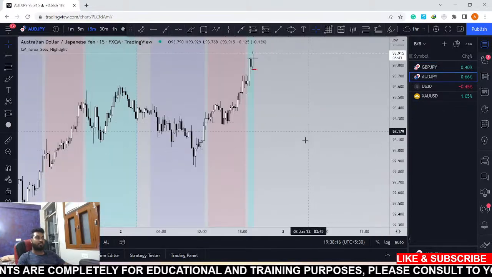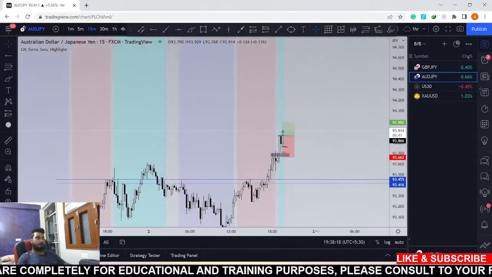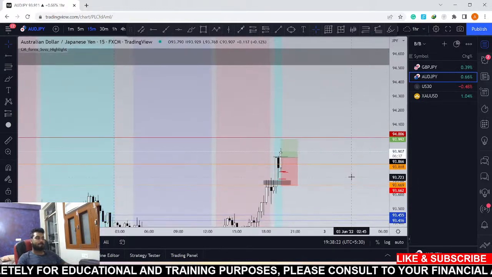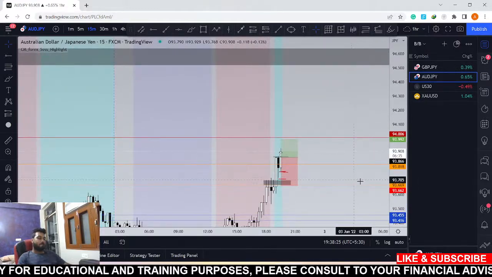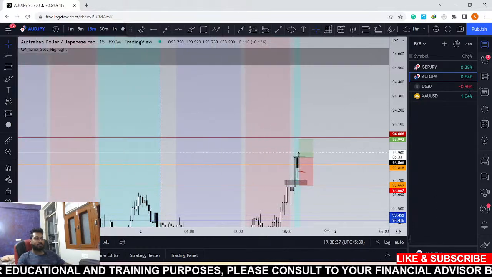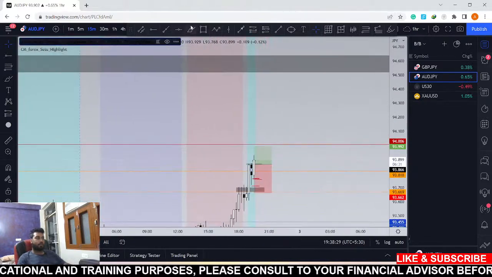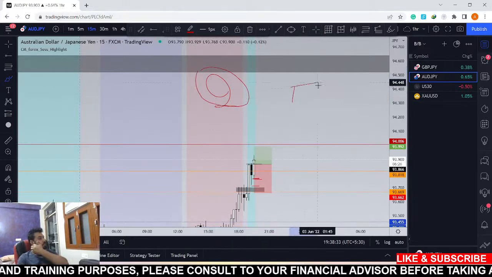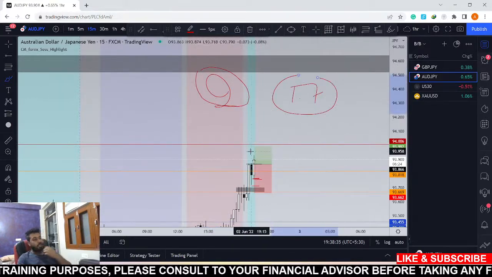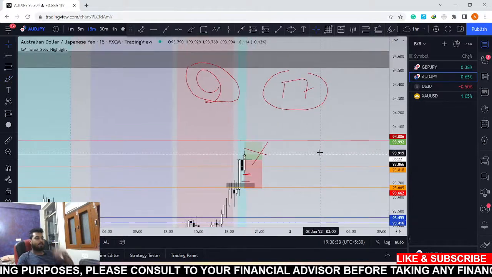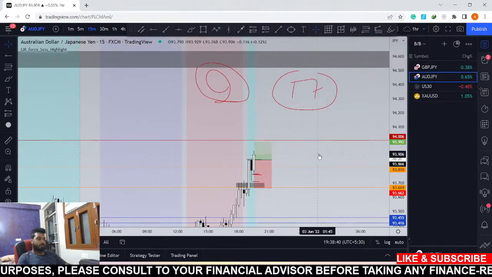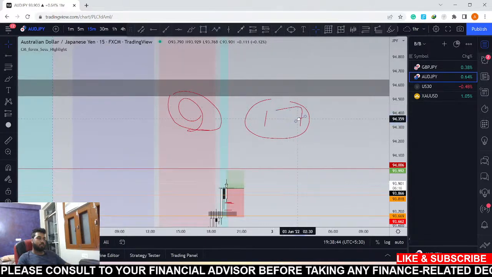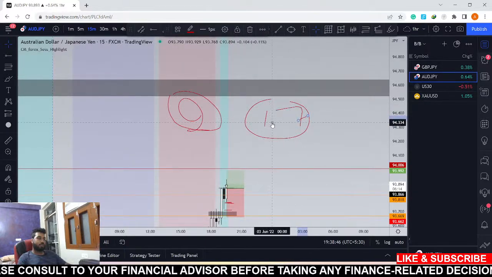AJ is also making it smooth. You can see AJ is making it smooth. Okay, so that's it for today. I took two entries and I made around 1.7%. I did not take this entry. I already had two wins, so I did not want to take unnecessary risk.